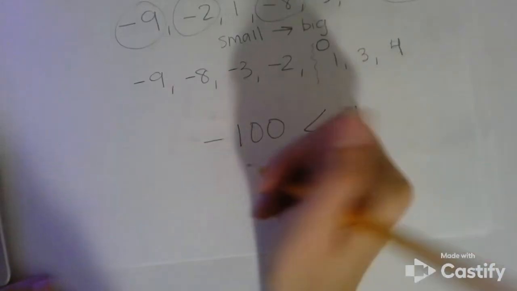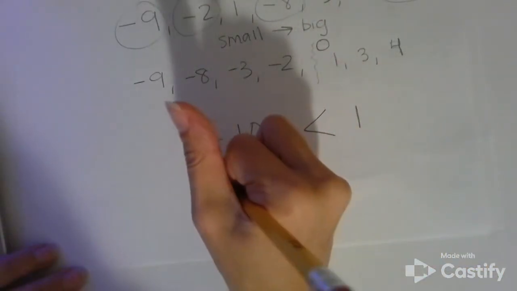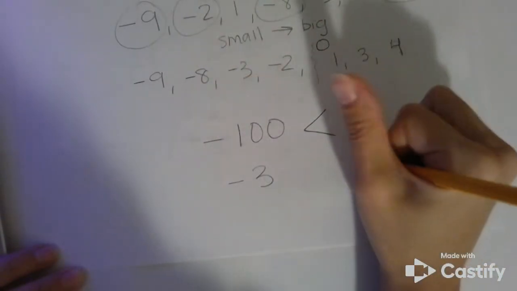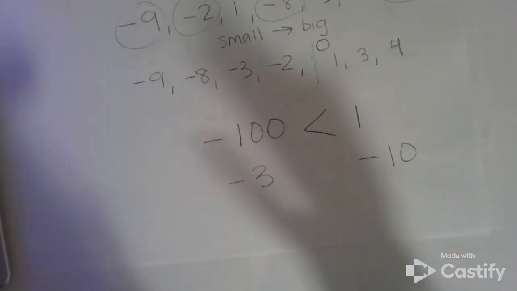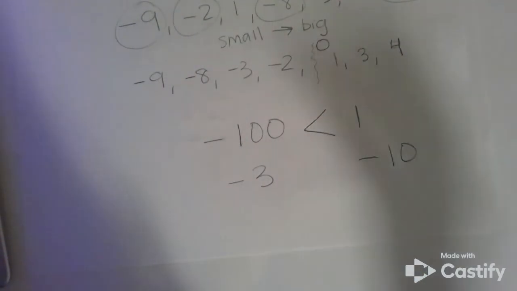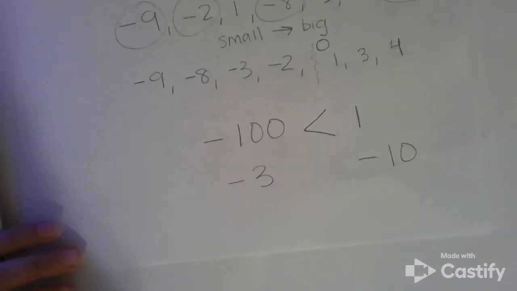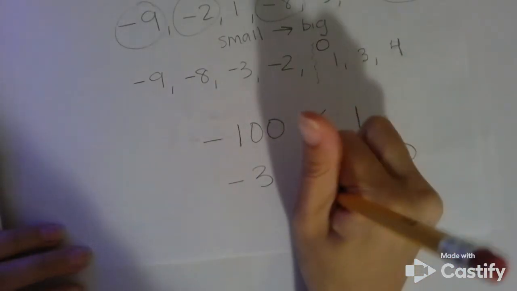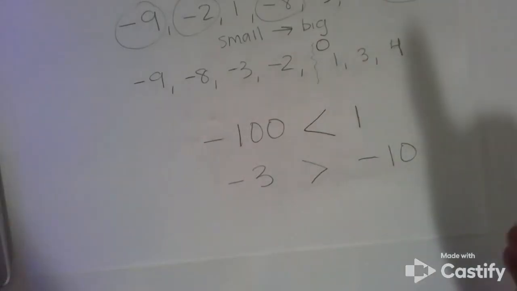I can also compare two negative numbers, -3 and -10. We like to automatically think 10's bigger, but it's negative. And remember, the more negative the number, the smaller the number is. So -3 is larger than -10.